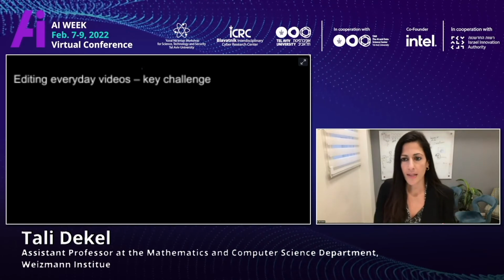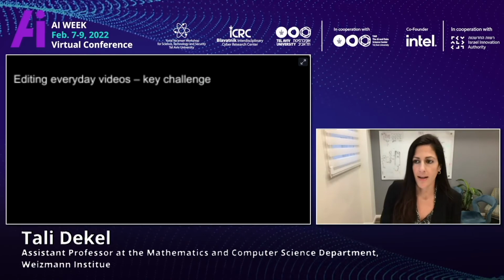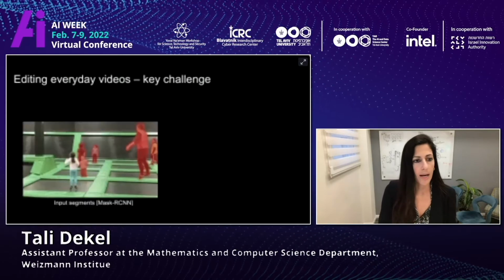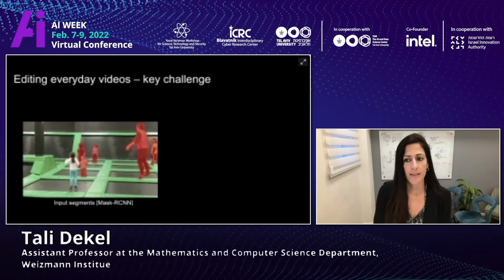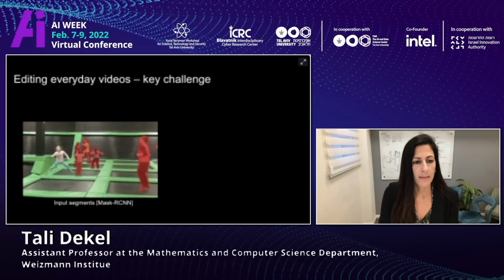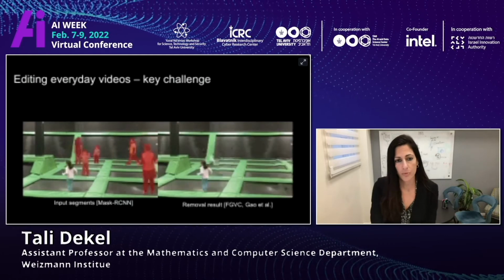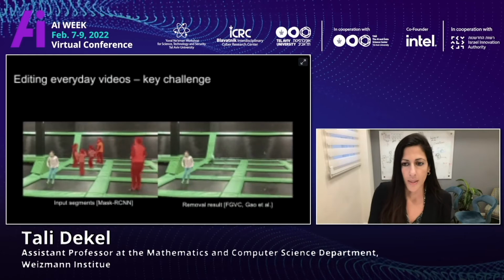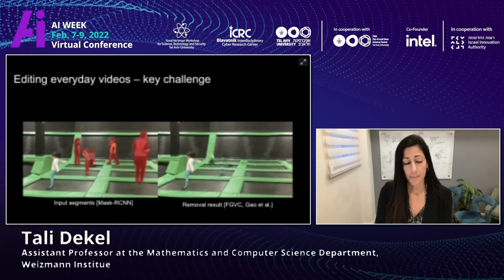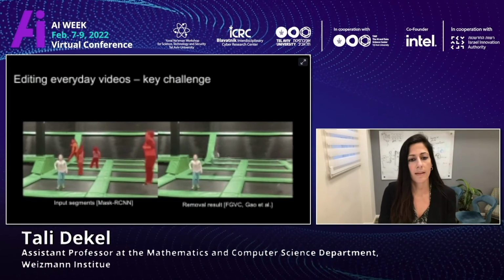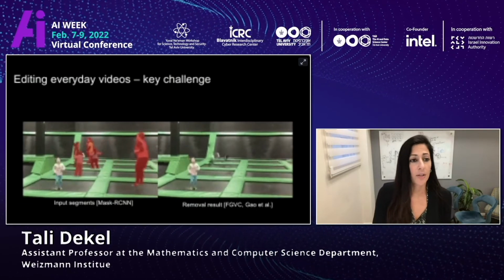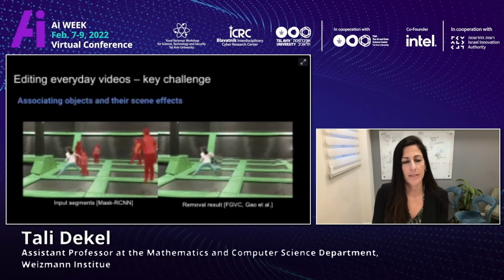So let's think for a second, what is required to produce all these editing effects that I showed you? Obviously, we need to segment out the objects in the video, and actually computer vision has become really good at segmenting objects. But this is not enough. If we take these segmentation masks and plug them into a state-of-the-art object removal algorithm, this is the result we get. So we remove the people, but we didn't remove the deformation of the trampoline. And in order to get a realistic result, we must take into account these scene effects. So video editing really poses this nice challenge. How can we associate objects with their scene effects in the video?